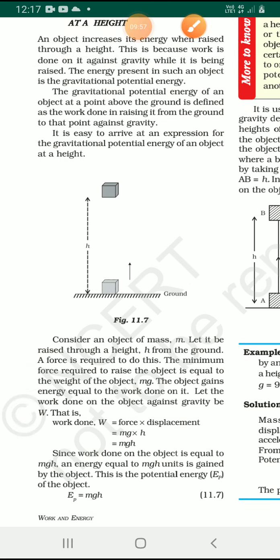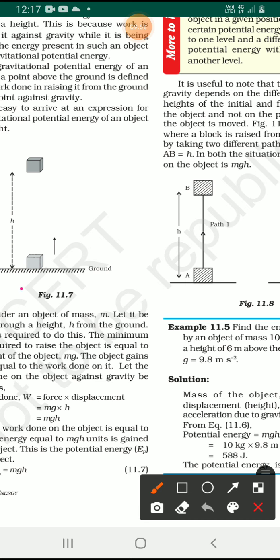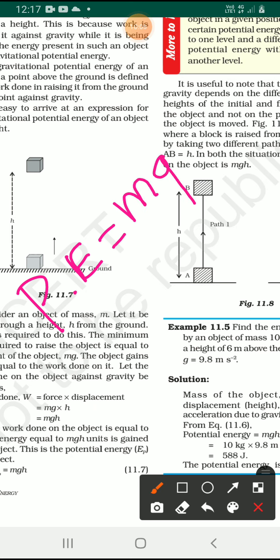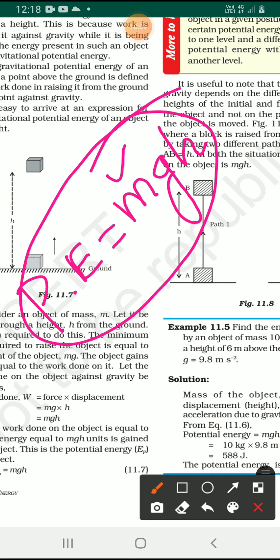So this is potential energy, which is equal to mgh. Got it? Potential energy is equal to mgh. M is mass, g is gravitation, h is height.